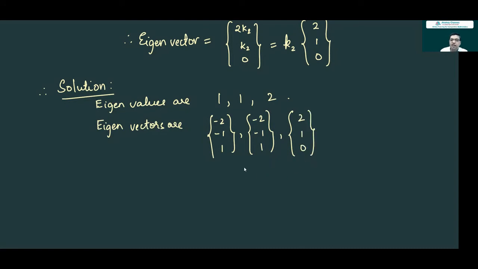So if you see the eigenvectors now, although there are 3 eigenvectors, only 2 of them are linearly independent. The third one is identical. So only 2 independent or linearly independent eigenvectors.